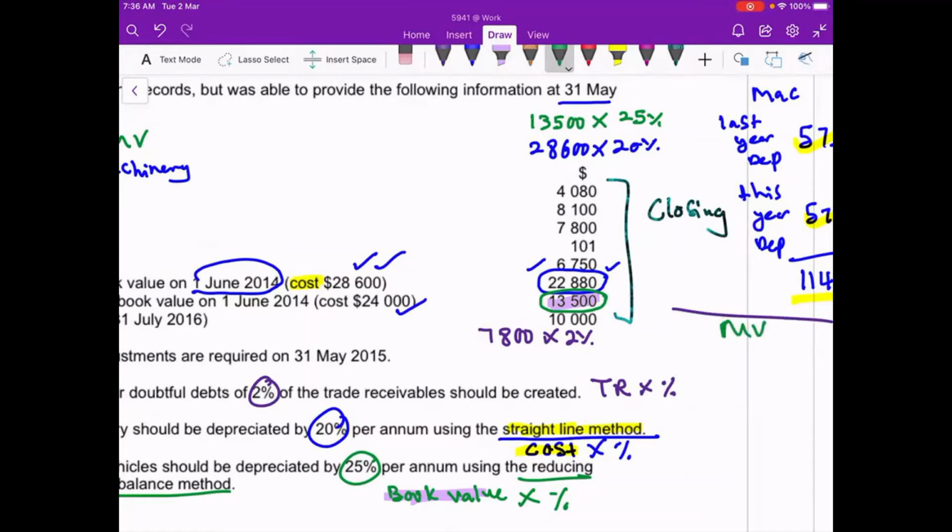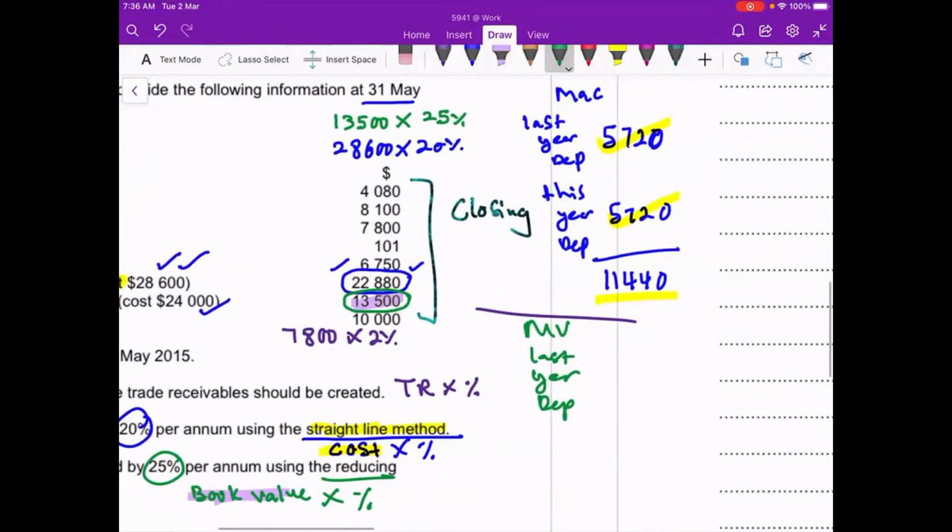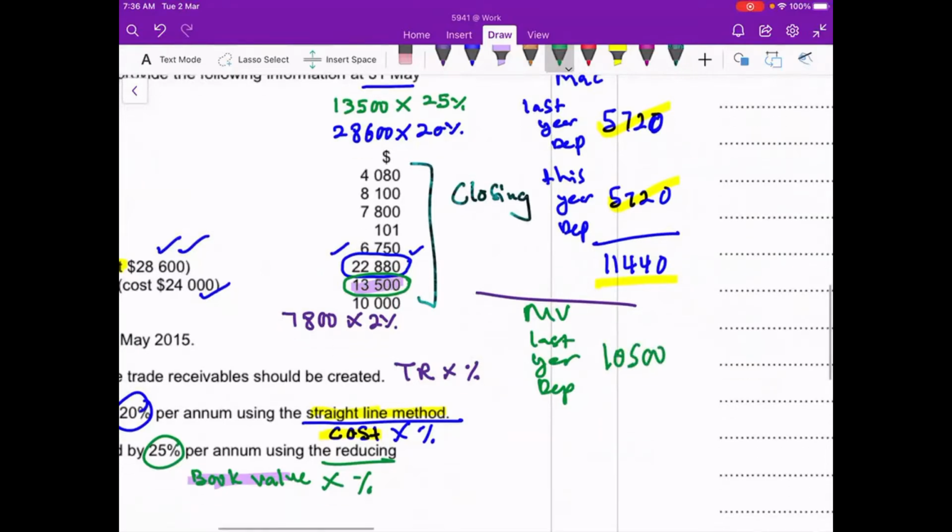Depreciation. Motor vehicle, my last year depreciation is, I take my cost 24,000 minus my book value of last year. So my depreciation is 24,000 minus 13,500, I get 10,500. That's my last year's depreciation. So now we calculate this year's depreciation.